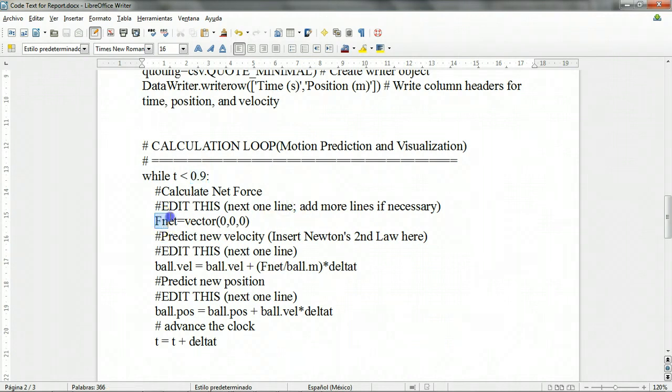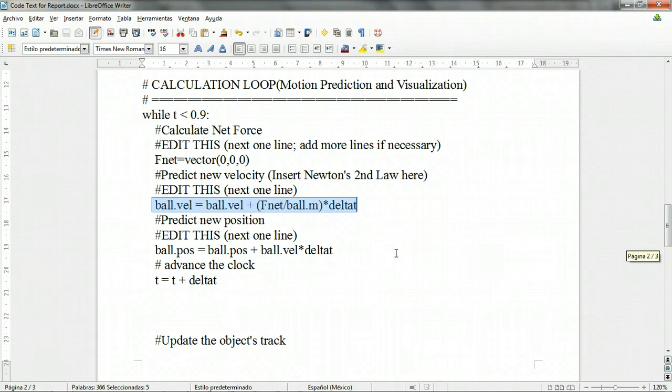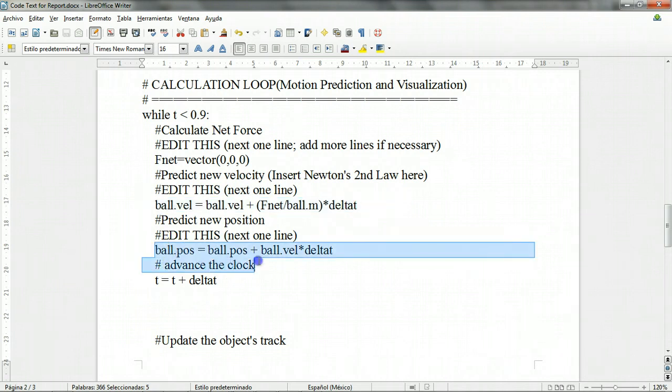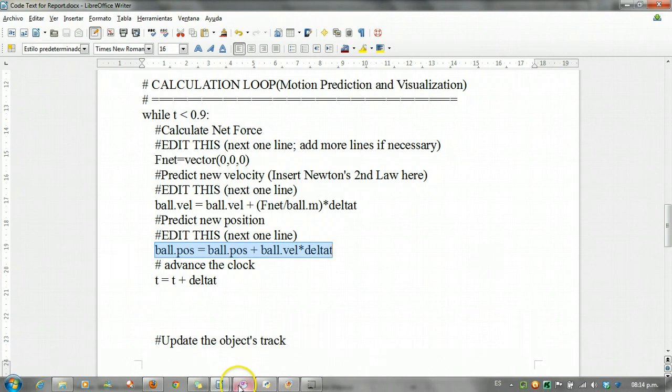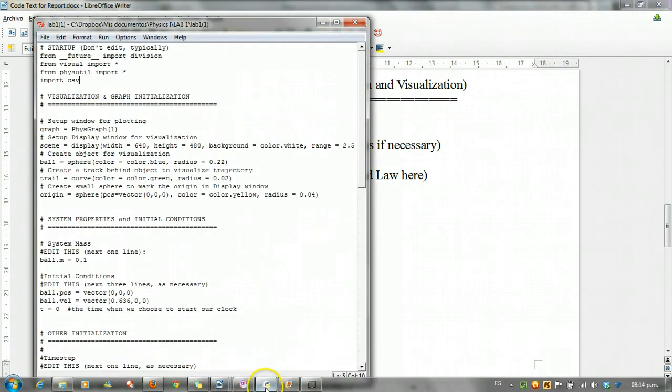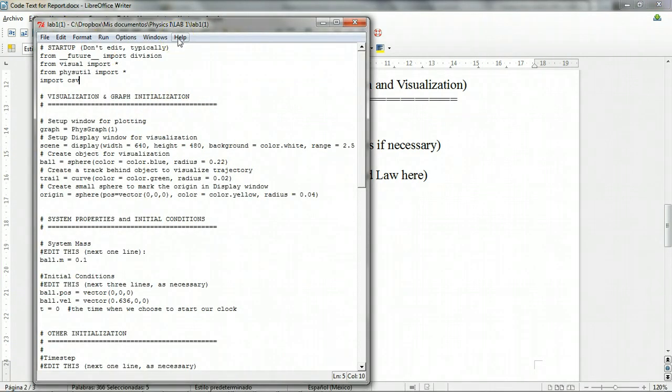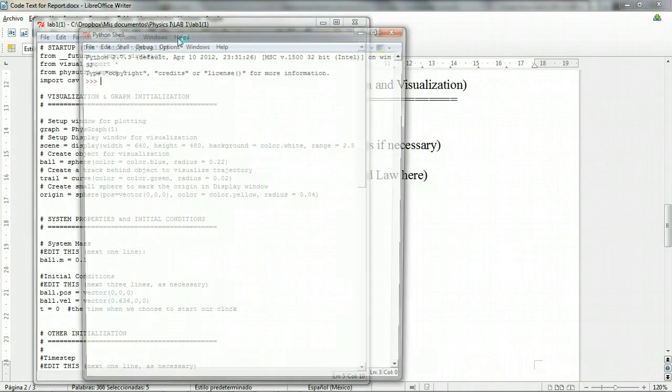The important factor, F net equal to 0, is introduced here. Here we have the expression for the velocity that we saw in Newton's second law, and the expression for the position. So when we run this model, we obtain this.